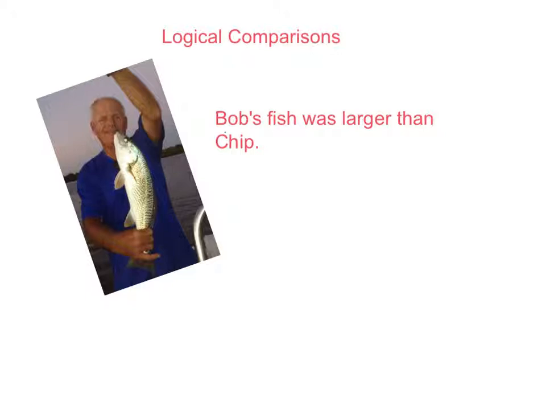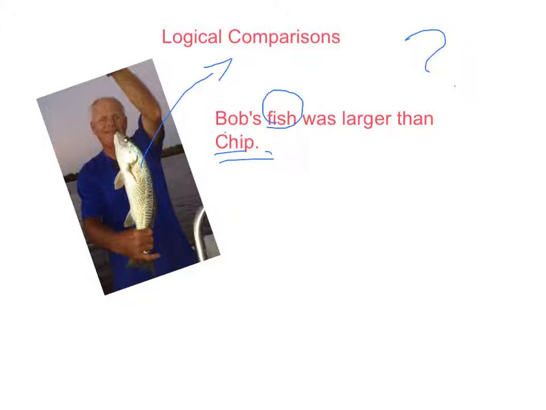Alright, here's another example of illogical comparison. I've got the sentence here, Bob's fish was larger than Chip. So let's look at the subjects here. We got fish. So fish is one subject. Now, what are we comparing the fish to? We are comparing this fish to a person. Does that make sense? No. Unless we're trying to say that this fish is bigger than Chip, who maybe is only 10 inches long. Otherwise, it doesn't really make a lot of sense.